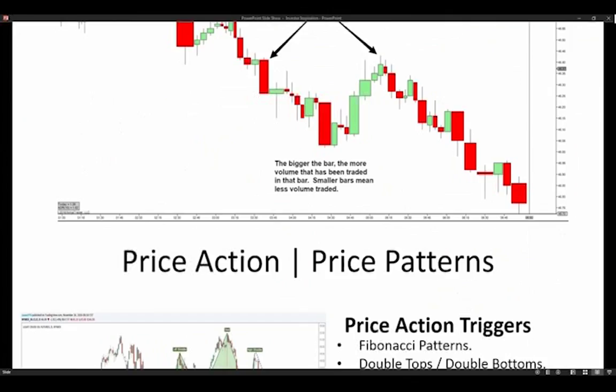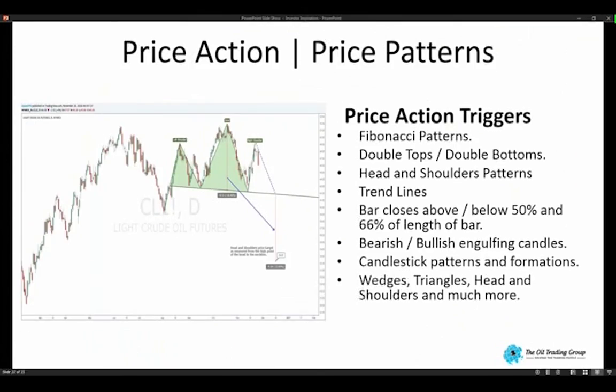There's your volume and order flow idea. And then we're big on price patterns. And for entries and or targets, we like head and shoulders, double tops, double bottoms. We do trend lines, bars close above 50 or 66%, bearish and bullish engulfing candles, candlestick patterns and formation, wedges, et cetera, et cetera. So if you break our tactics down, and your tactics may be different, right?